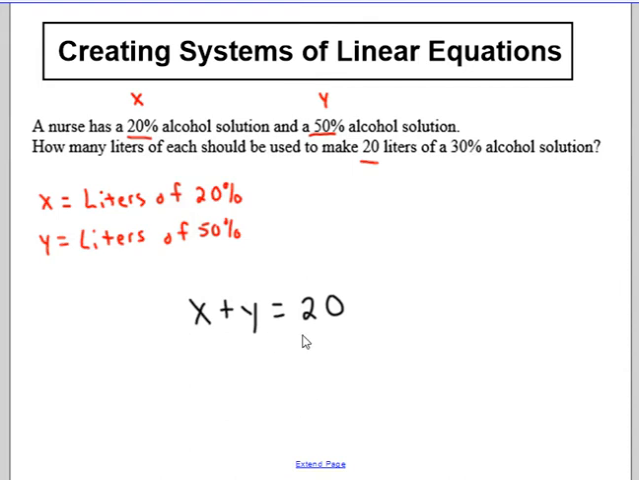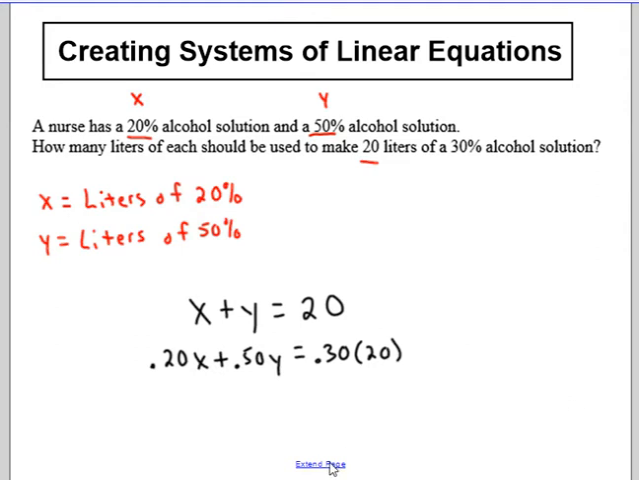Then all I'm going to do is take that equation and put the percents on it. The X was 20%, the Y is 50%, so I'll multiply it by 0.5. And then when the nurse gets done, they want it to be 30%. So all I did is I took my quantity equation and I multiplied each thing by the percent alcohol that it was.